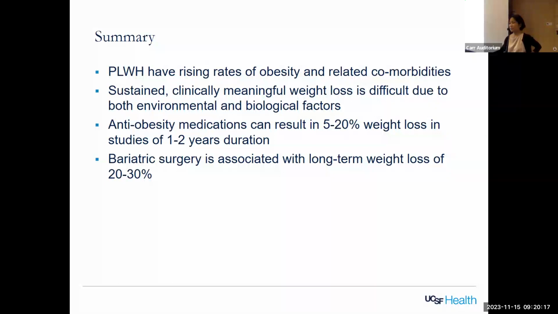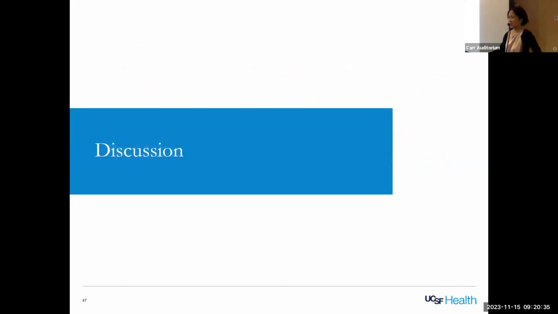Anti-obesity medications can result in 5 to 20% weight loss in studies of 1 to 2 years duration. And then bariatric surgery, though we didn't go into all of the data, is about 20 to 30%, sometimes more, in terms of long-term sustained weight loss. So we just want to open it up now to discussion and questions.